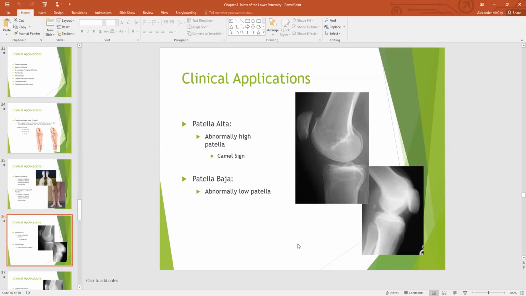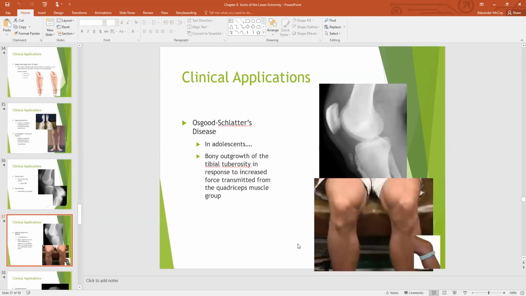This alta is an abnormally high patella. Some people call it the camel sign, because if you think about a hump on a camel's back. And then some people have an abnormally low sitting patella. Honestly, I don't see this one as much. Usually I see the patella alta just due to tight quadriceps and the tug that it causes. Maybe this was you. Think about the tall person in your family, or the tall person that you know. Maybe you are the tall person.